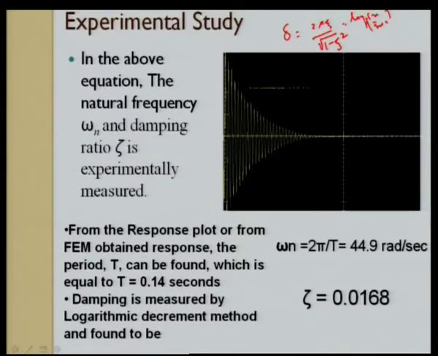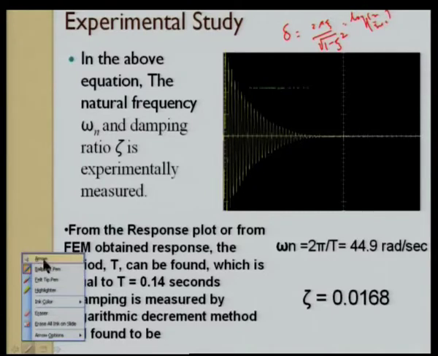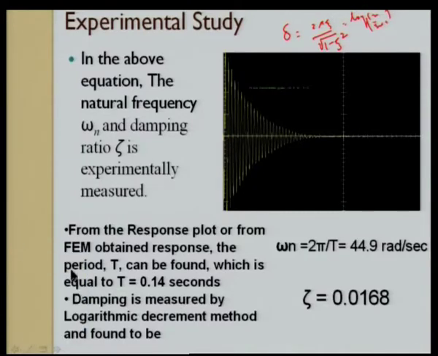Then we use this equation here to find the logarithmic decrement, and once we find that, we find the value of xi, and when we did this we got this value to be 0.0168.